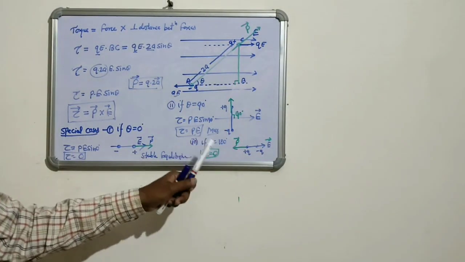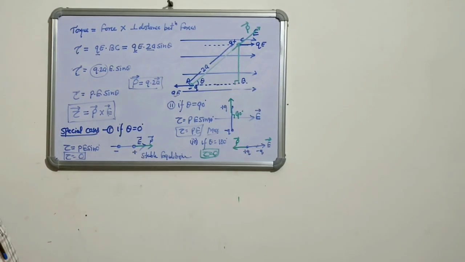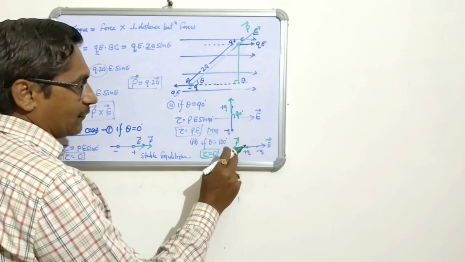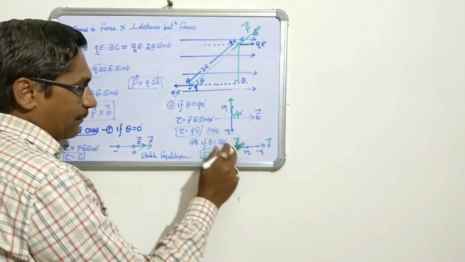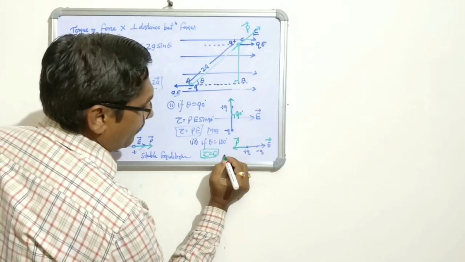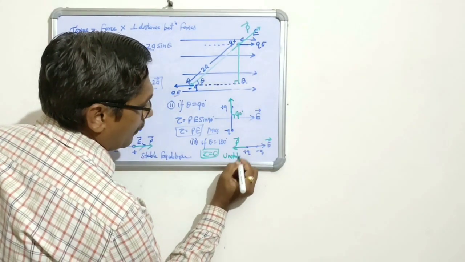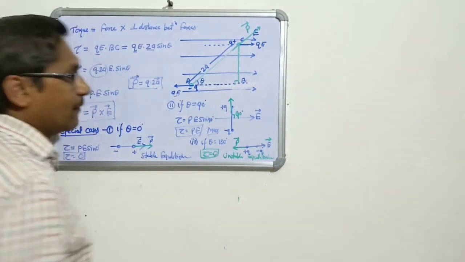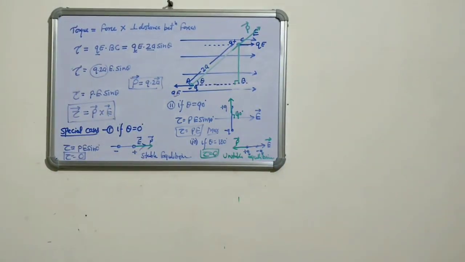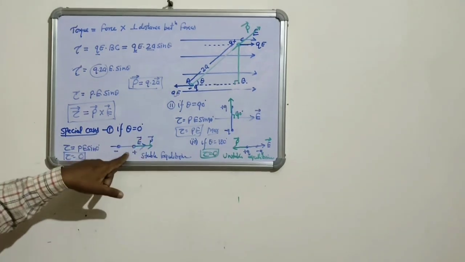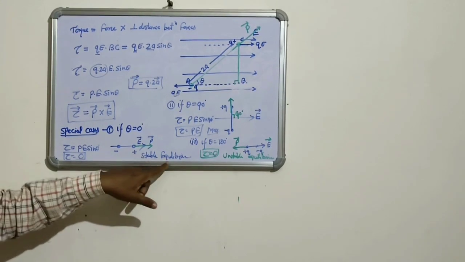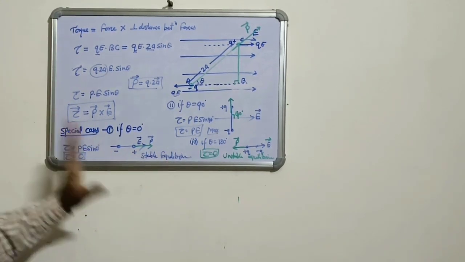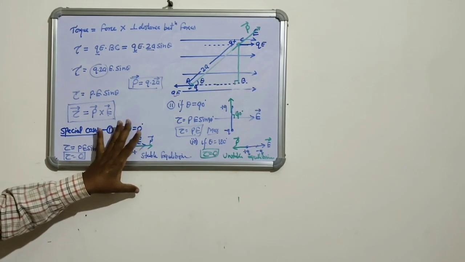This is also in equilibrium because net force is 0 and net torque is also 0. But in this situation, the dipole is in unstable equilibrium. So here we have discussed 3 cases. First case, when theta is 0, like this: net force and net torque are both 0, and this is called stable equilibrium.